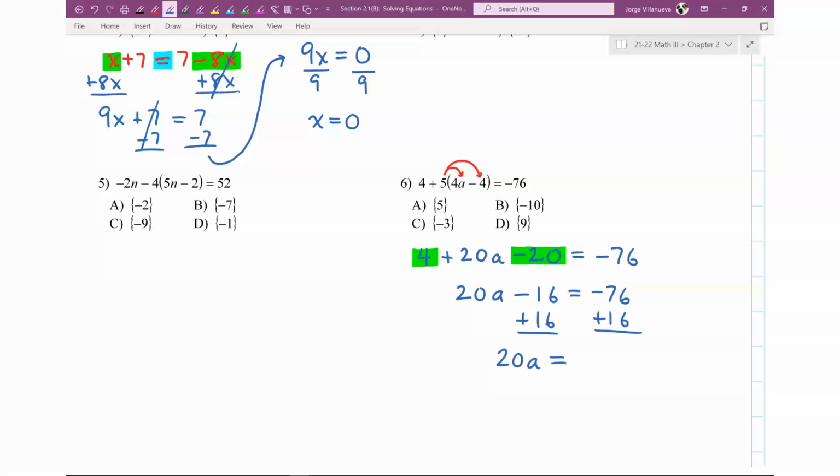Anyway, negative 76 plus 16. What is that? Negative 60, but yes, negative 60. So all we have to do now is we'll divide, right? Divide by 20. So a is negative 3. Okay, so your answer would be C.